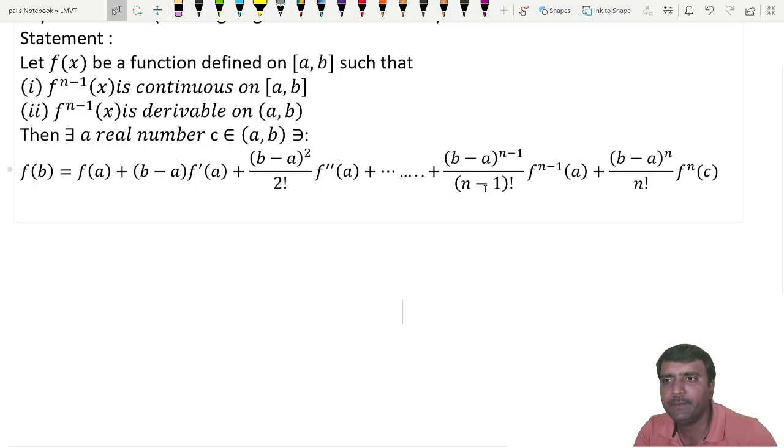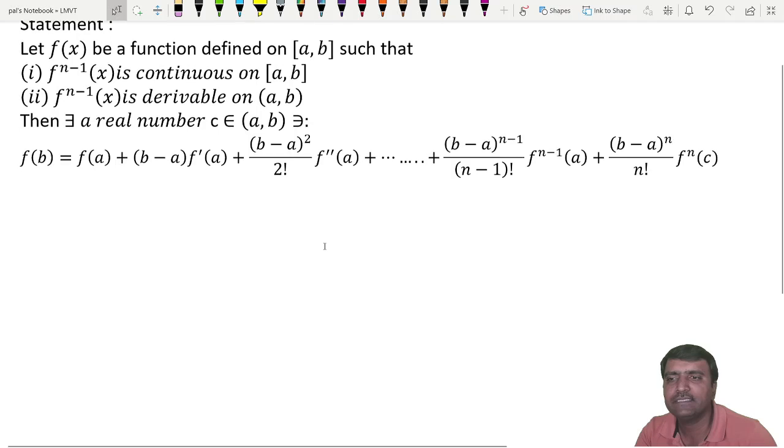is continuous in the closed interval [a, b], and f to the n minus 1 of x is derivable on the open interval (a, b). Then there exists a real number c between a and b such that f of b is equal to f of a plus (b minus a) into f dash of a plus (b minus a) whole squared by 2 factorial into f double dash of a, and so on. The last term is (b minus a) to the n by n factorial into f n of c. We have to prove this result by taking these two conditions, that is, f to the n minus 1 of x is continuous on [a, b] and f to the n minus 1 of x is derivable on the open interval (a, b).